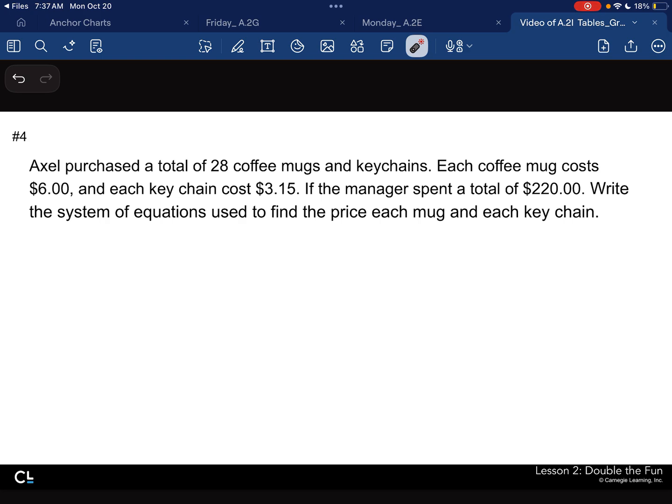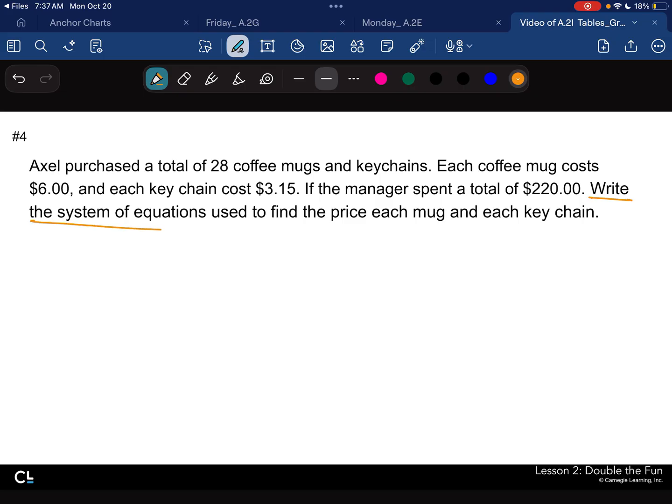Okay, so going back again like we said before, write the system of equations used to find the price of each mug and keychain. So another one, it does not tell me what my x value is. Each mug, let's make it x. Each keychain, let's make it y.